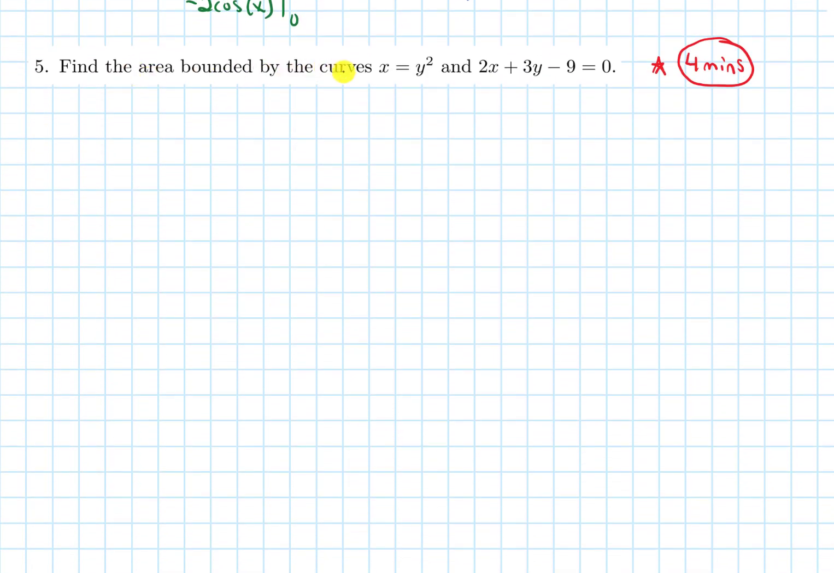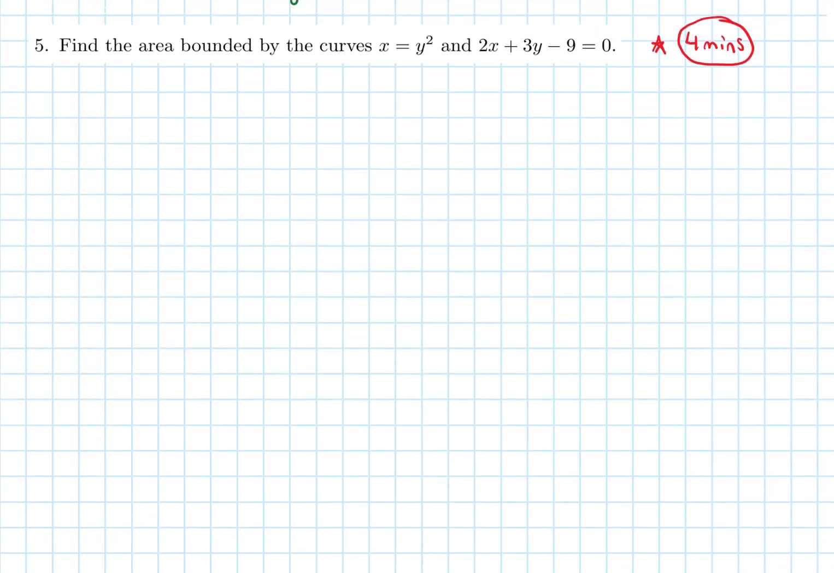Finding the area bounded by the curves x equals y squared and 2x plus 3y minus 9 equals 0. First, give yourself 4 minutes to try this. Pause the video in 4, 3, 2, 1. Pause it and try it for 4 minutes.